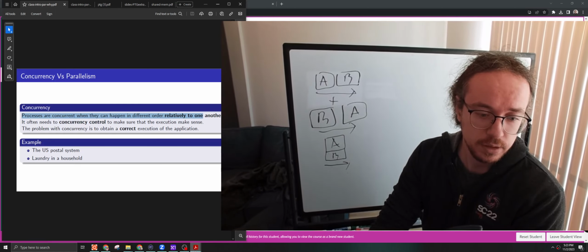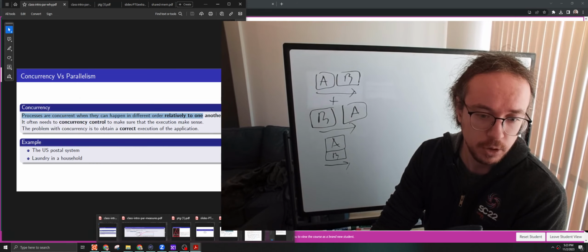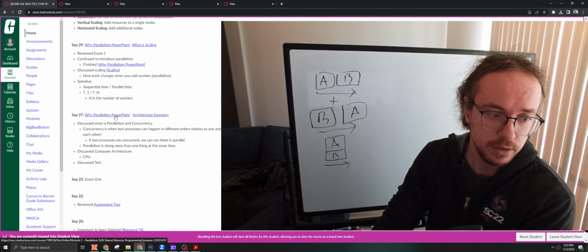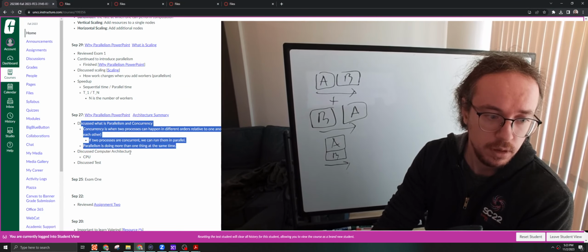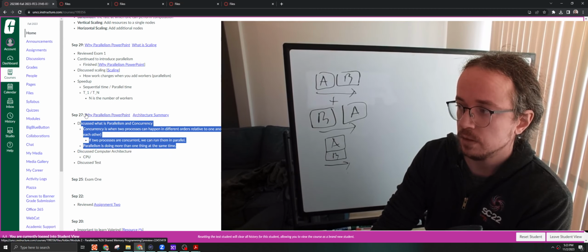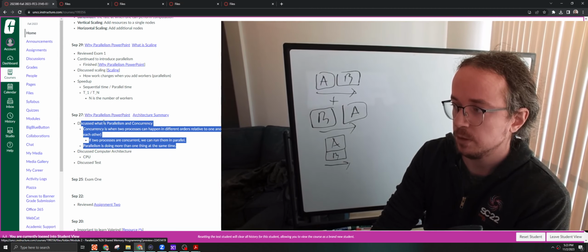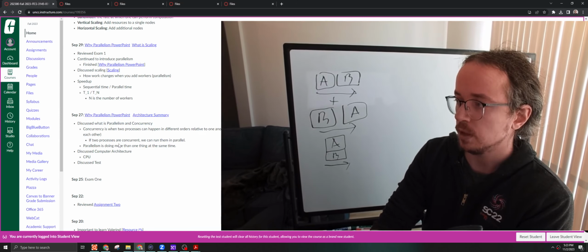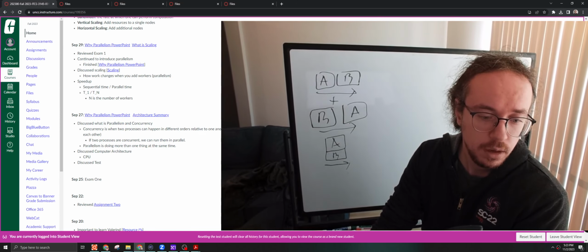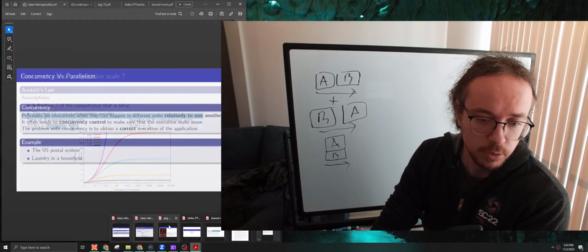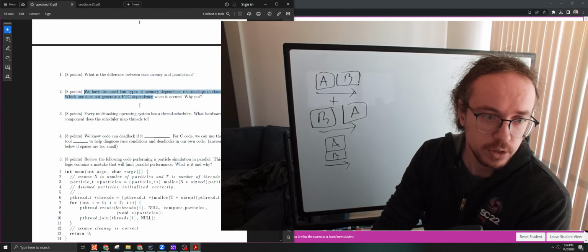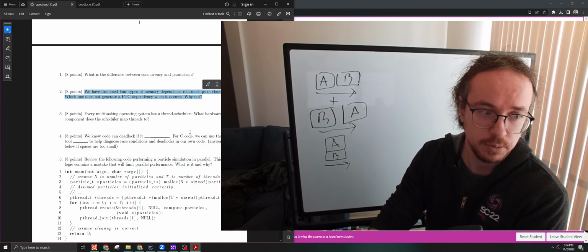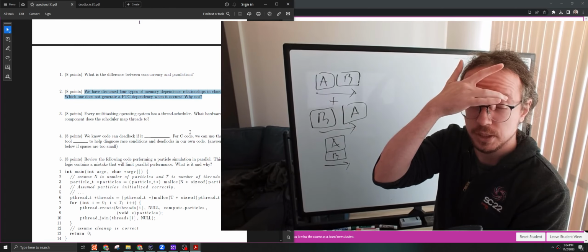Okay, let's look at our exam, or real quick, this slide deck that this is referencing is right here. So all of these topics that you can study are right above the summary for the day that we covered it in class. All right, let's look at exam question 2. We've discussed 4 types of memory dependence relationships in class. Which one does not generate a PTG dependency?